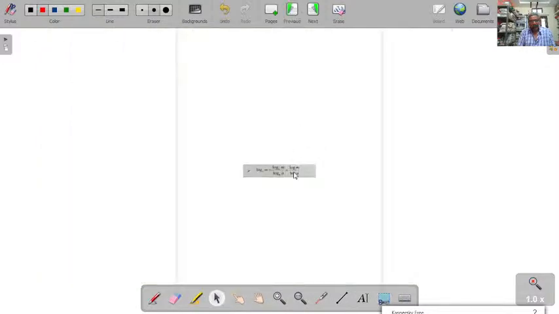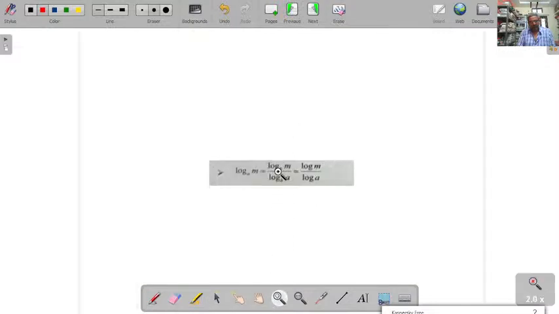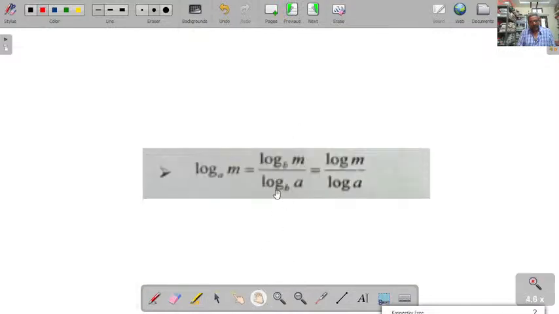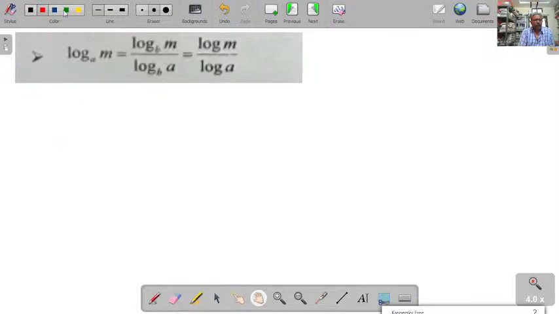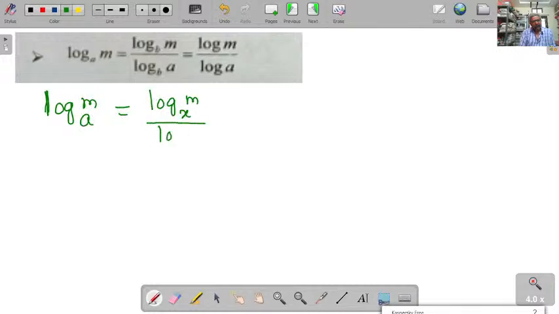Let us discuss one more property. This can be written like this also. Let me write. Logarithm of m to the base a can be written as log m to the base x upon log a to the base x. Here x is a valid base.